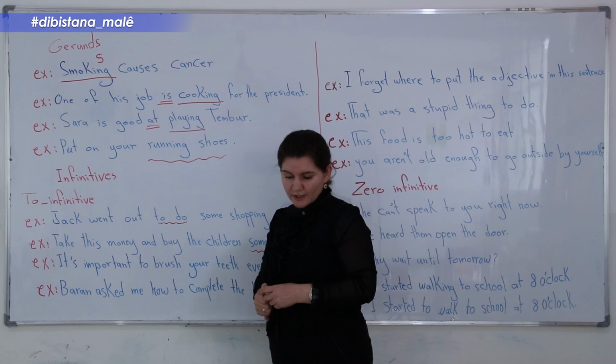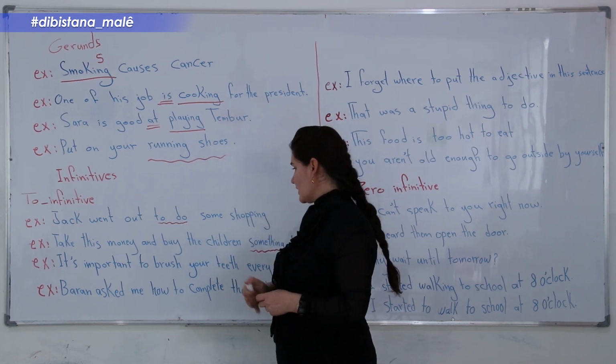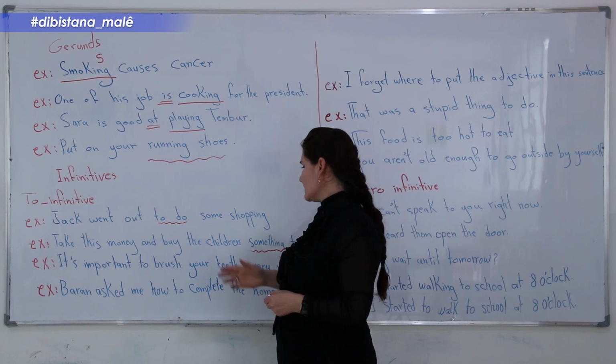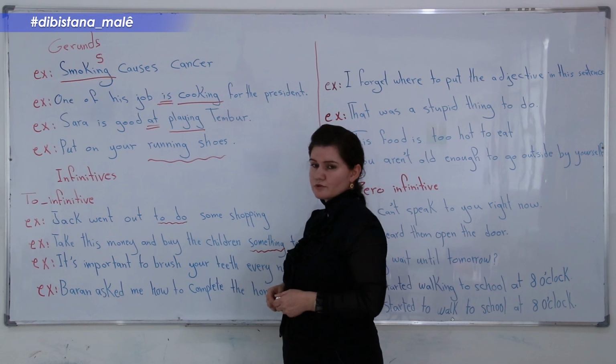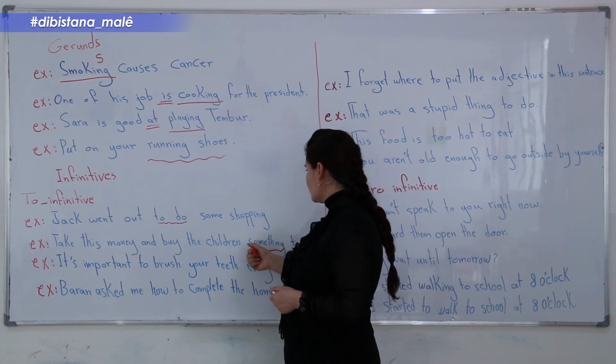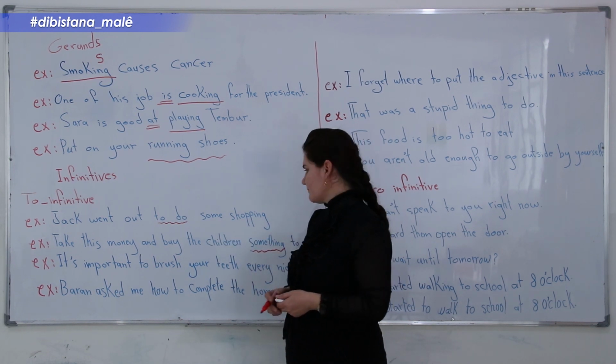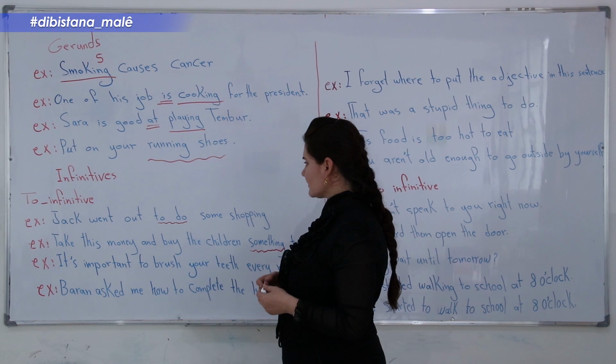Take this money and buy the children something to eat. As I told you, we use the infinitive to show how something will be used. So in this sentence, they tell us how the money will be used for the children. How will it be used? They will buy something for the children to eat.